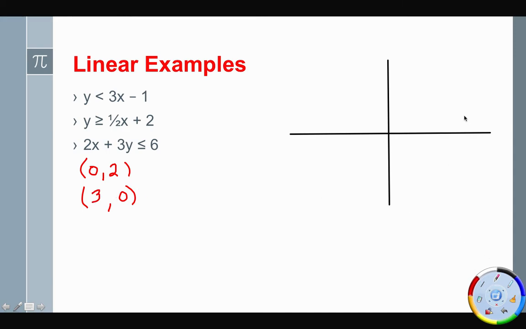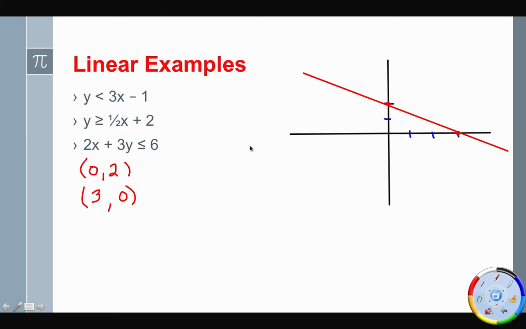So I can say I have, let's see, blue. I need to go up 2 on the y, and I need to go out 3 on the x. What this now lets me do is plug in the point 0, 2, and use the point 3, 0. This has an equal to or equal sign, and therefore I get to use a solid line. Not doing too bad with this solid line thing here.